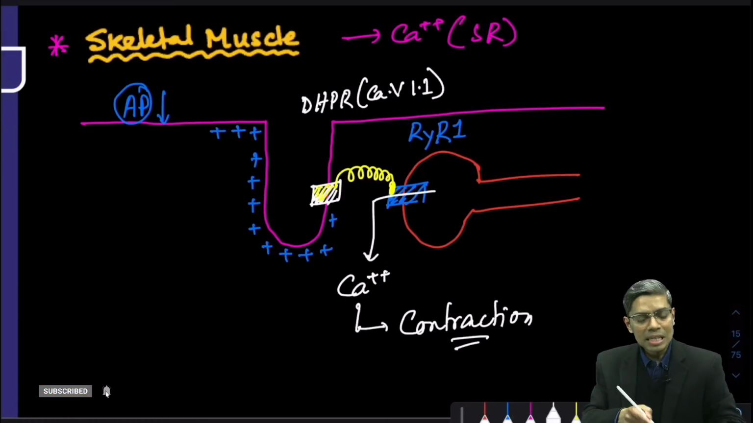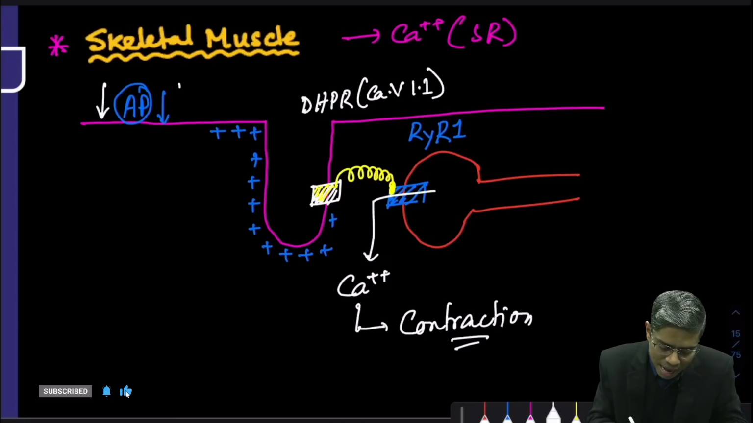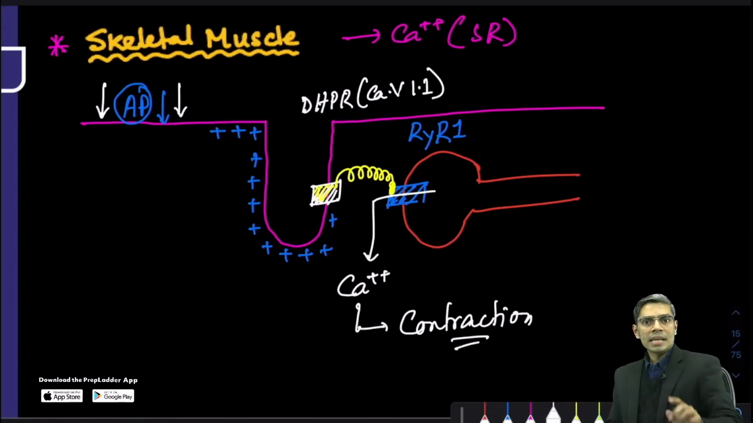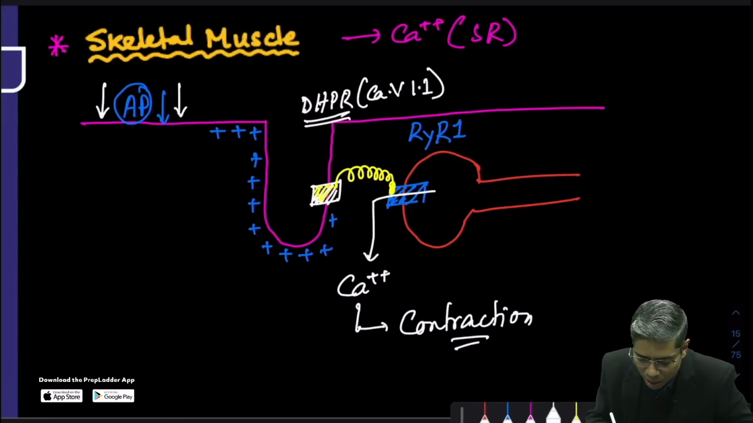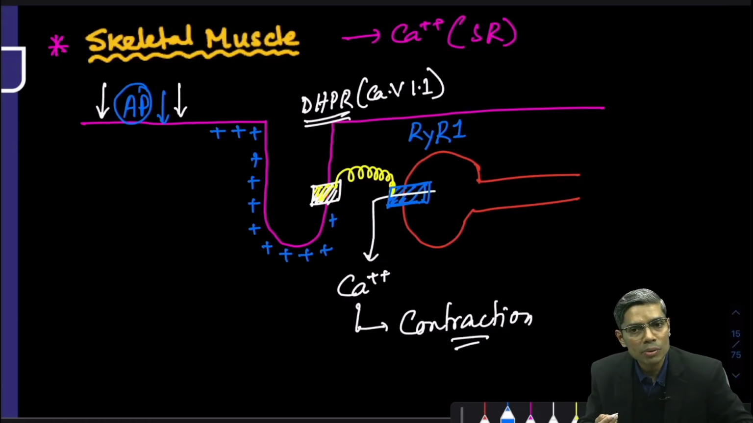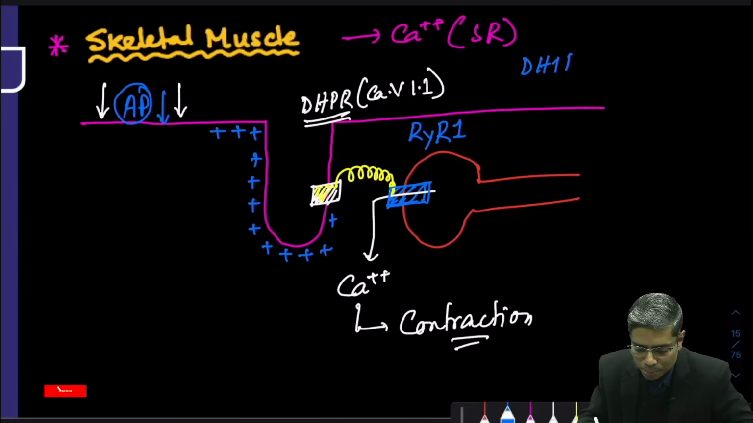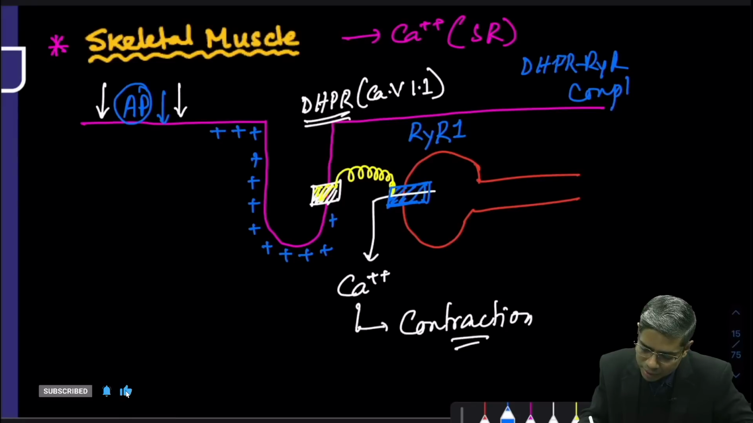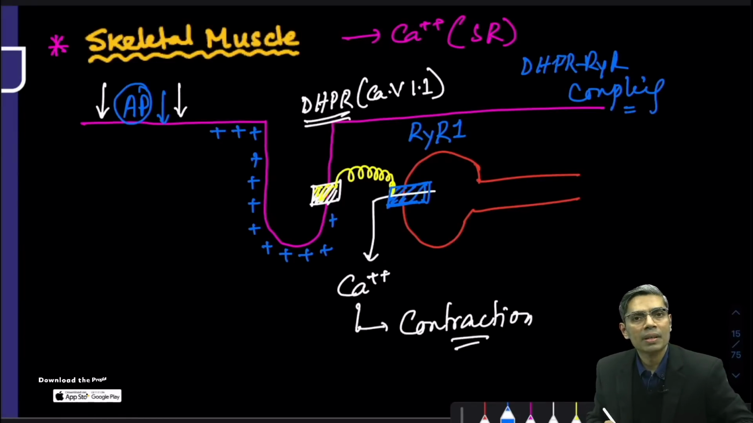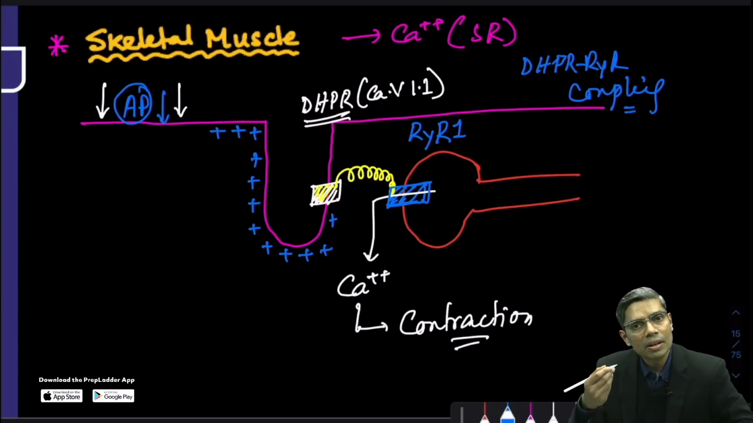So as you can see here, even if I generate an action potential on the muscle membrane, it takes some time. Why? Because DHPR and RYR are interacting with one another. This is known as DHPR RYR coupling. This coupling will take some time, and then the calcium will be released, and then the contraction is going to happen. So obviously you require some time.